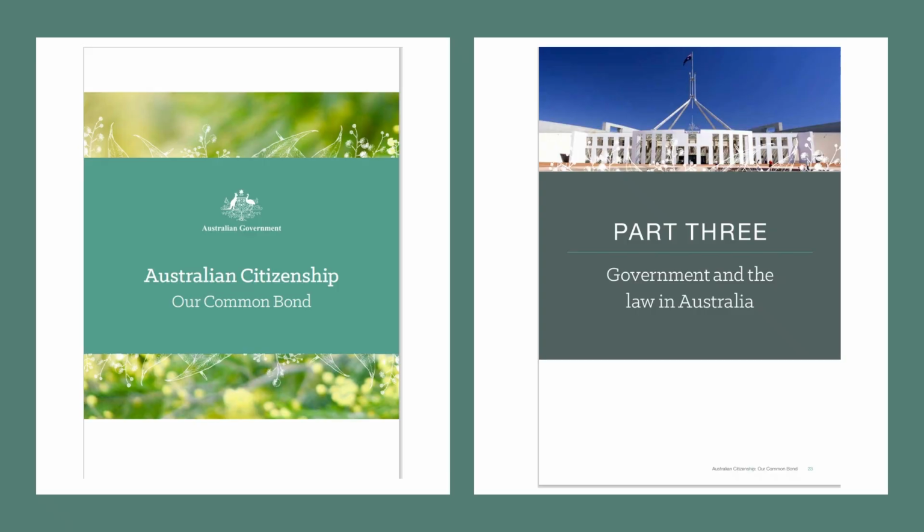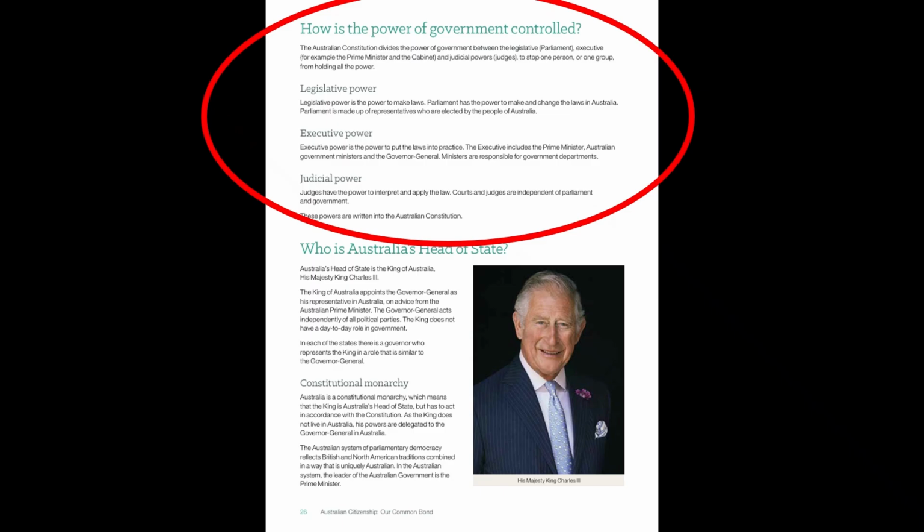Episode 23. Today's episode is taken from Part 3 of Australian Citizenship, Our Common Bond. We are going to have a look at how is the power of government controlled on page 26.